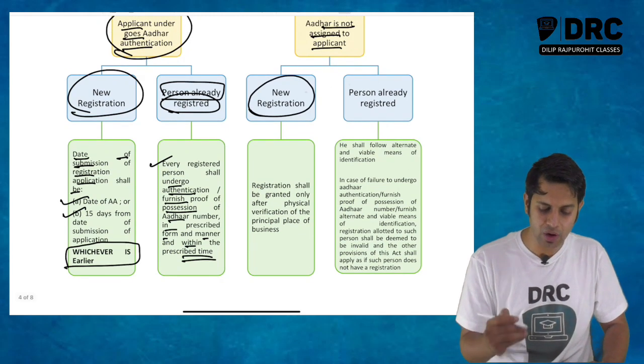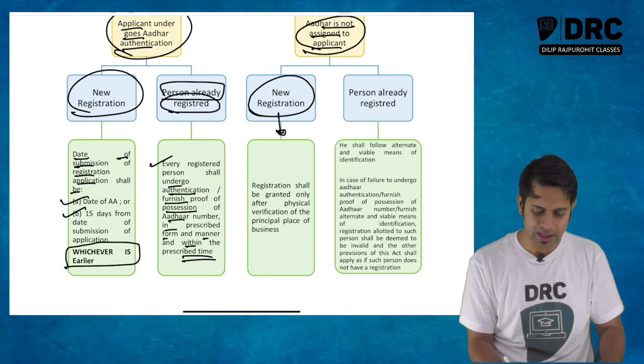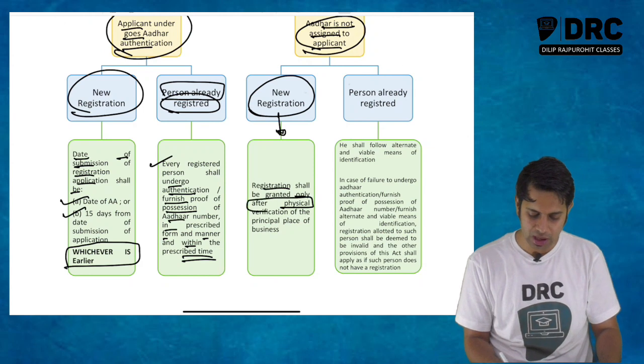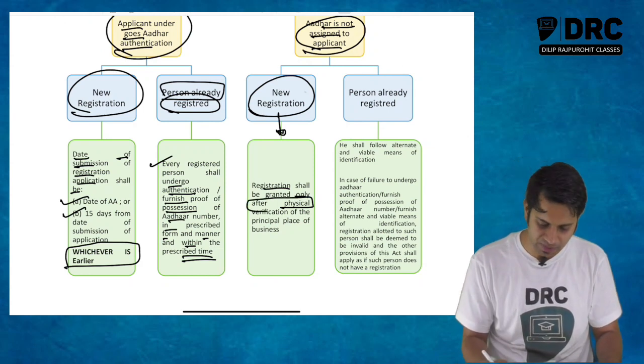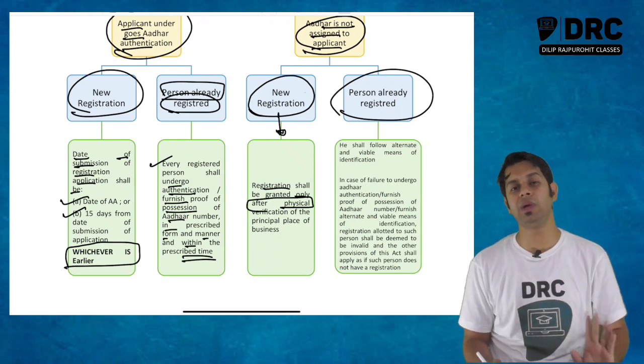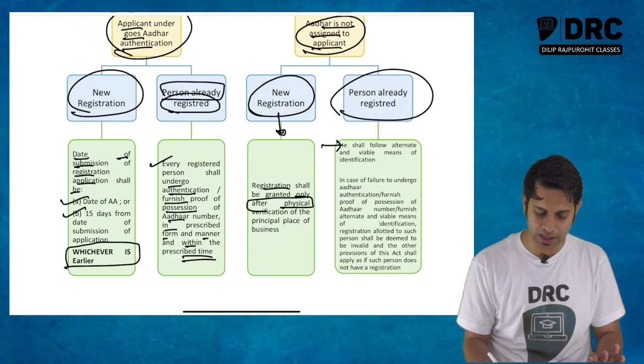Then if your Aadhaar has not been assigned to you or you are not opting for Aadhaar, then in such cases new registration shall be granted only after what, sir? Physical verification of principal place of business. And if you are already a registered person, then alternative means will be taken care of. He shall follow alternative and viable means for identification.